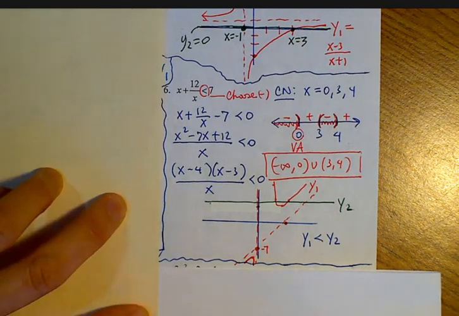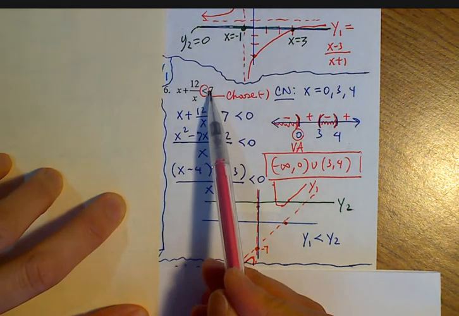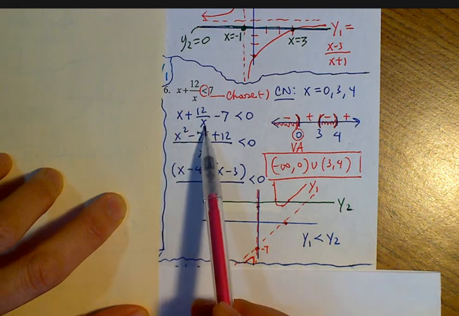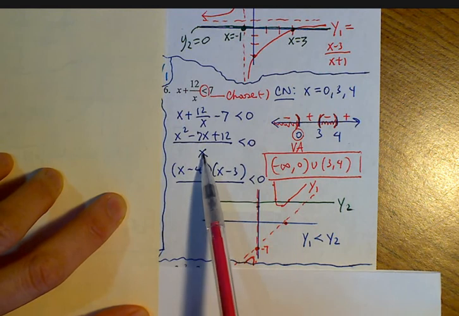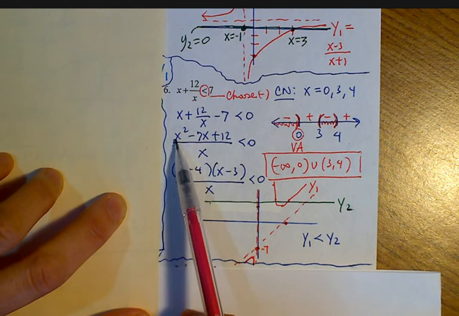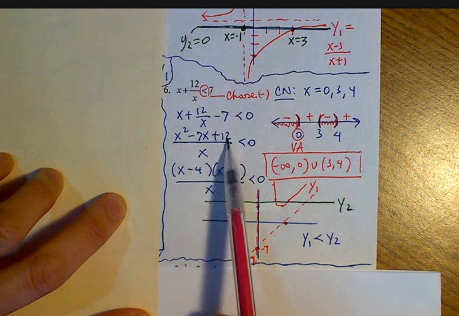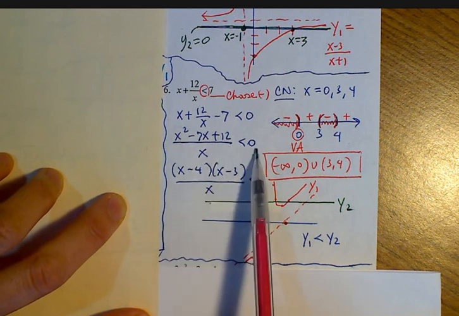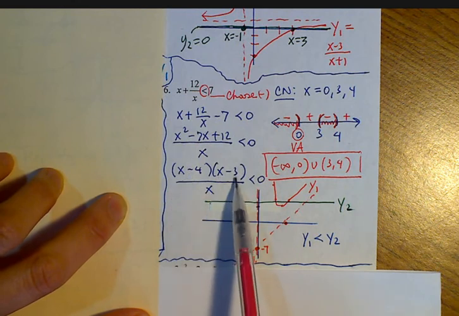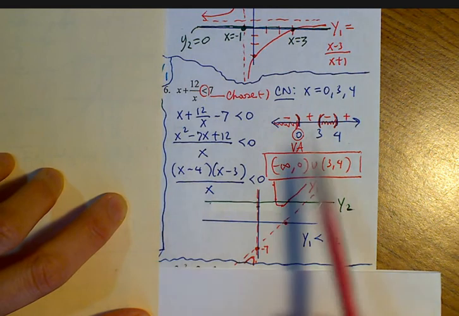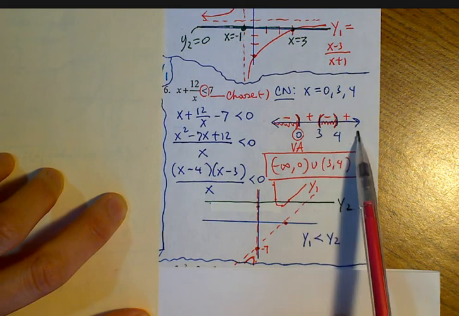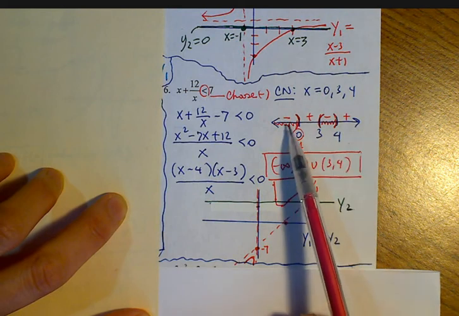So for problem number 6, I want to shift 7 to the other side, so I get x plus 12 over x minus 7 is less than 0. Get a common denominator, and then I just rearrange it so that it's better to factor. So that'll be x squared minus 7x plus 12 divided by x is less than 0. I factor this numerator, and I get x minus 4 and x minus 3 divided by x. So my critical numbers are at 0, 3, and 4. So place this onto the number line and do my sign testing.